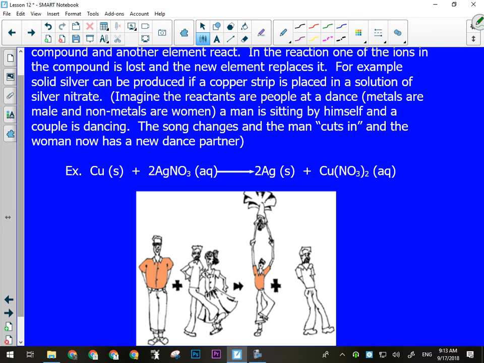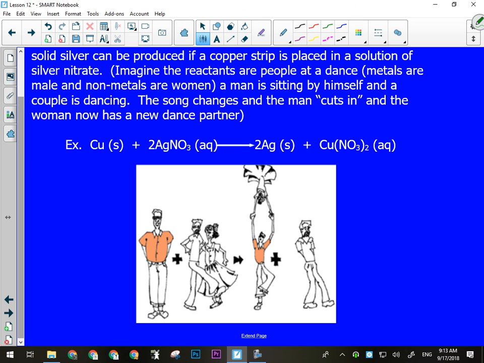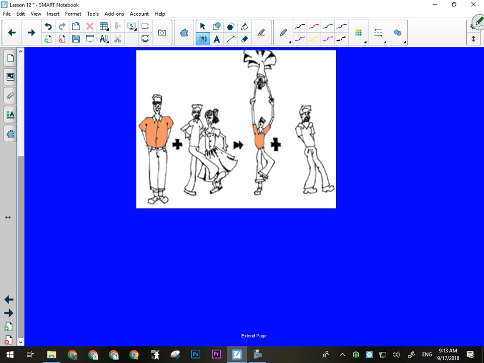The other way a single replacement reaction could go is if you had a non-metal instead of copper reacting with an ionic compound. So if we had, let's say, chlorine, which is one of our special elements, so when it's by itself, it's a Cl2. It's going to react with potassium iodide. So who's it going to replace?